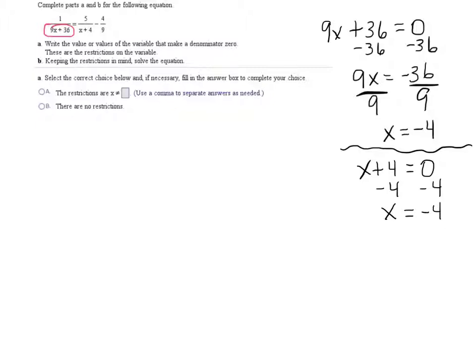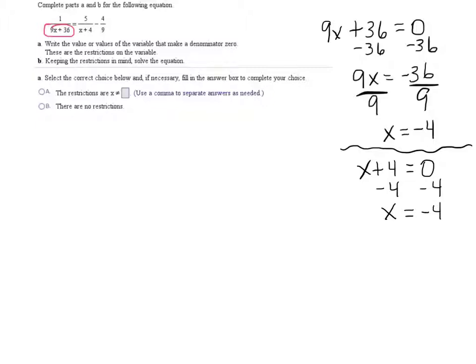So that would be the A part. So the A part says the restrictions are x cannot equal negative 4. That's where you put your negative 4. If x equals negative 4 gives us 0 as a denominator, trying to divide by 0 is undefined. That's why we can't have x equal negative 4. Now for the second part, it says keeping the restrictions in mind, solve the equation.